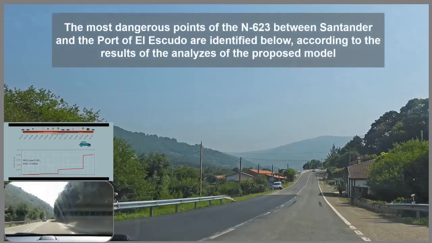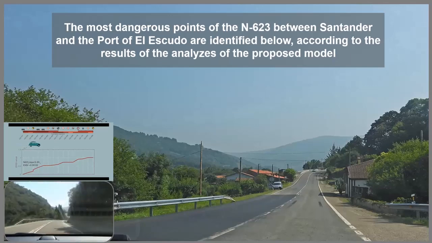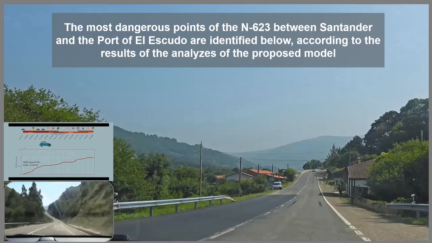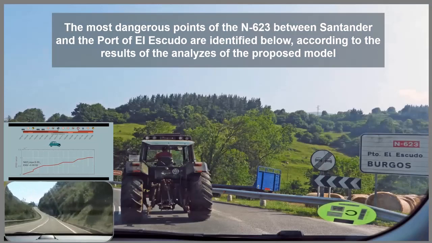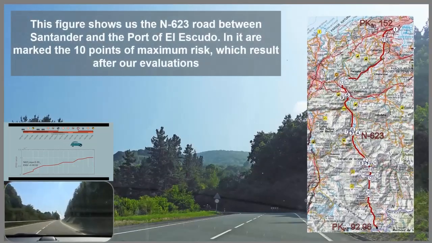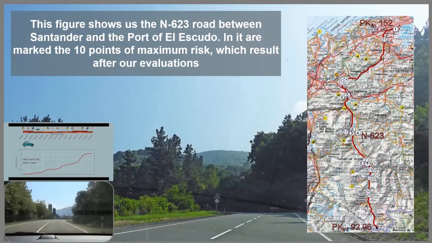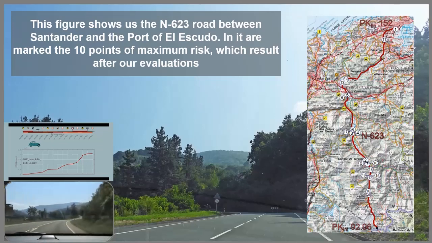The most dangerous points of the N623 between Santander and the port of El Escudo are identified below, according to the results of the analyses of the proposed model. This figure shows us the N623 road between Santander and the port of El Escudo. In it are marked the 10 points of maximum risk, which result after our evaluations.